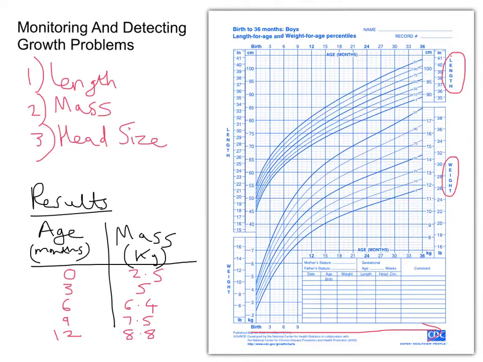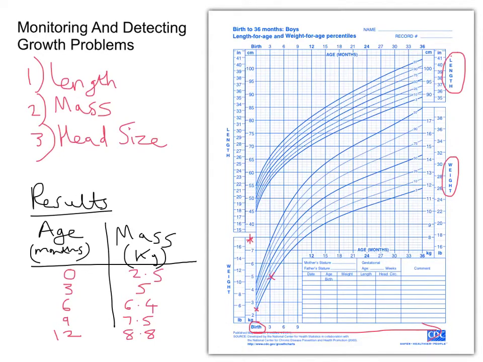We look at age 0, so that would be birth here on this particular graph, and I'll plot this in red so it's still quite clear to see against the blue background. So we look at mass in kilograms, so we're looking at this particular column here. So we've got our mass in kilograms, and if we go up to 2.5 at birth, that's about there. So you just plot an X on the chart where that value would come. Then at 3 months we have a value of 5.